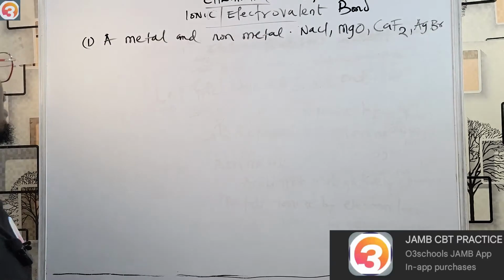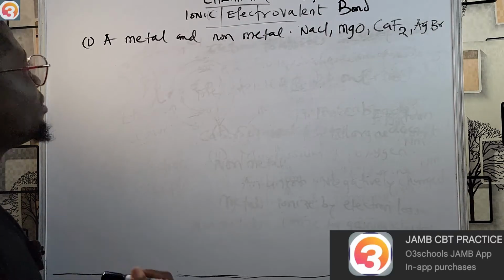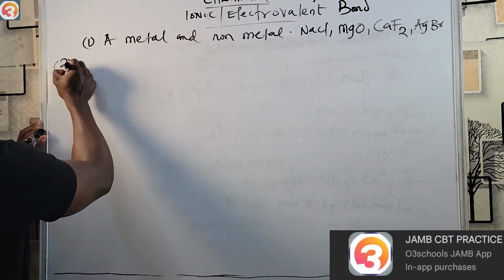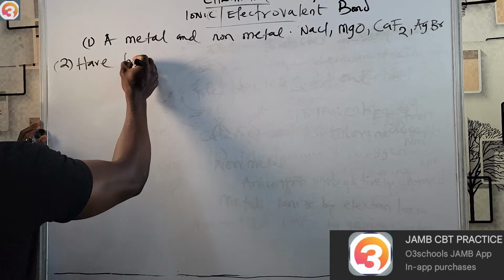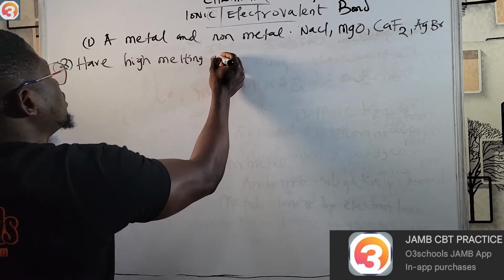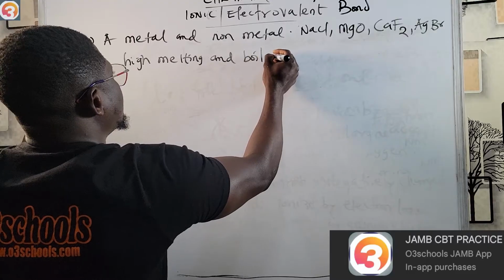These are examples. Then another thing you need to know is that electrovalent compounds have a high melting and boiling point.